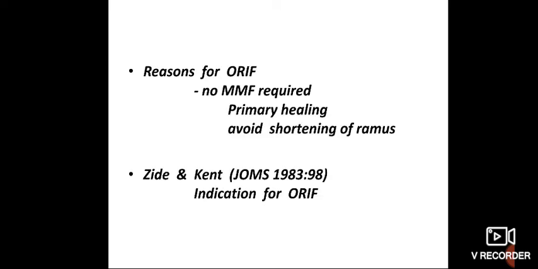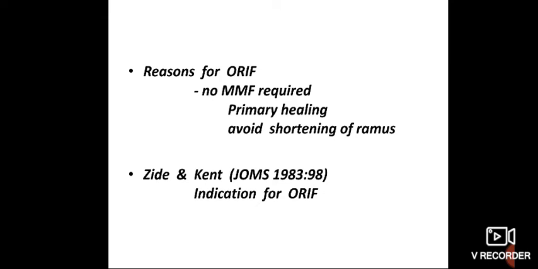So if at all you have to open, there are indications which have been proposed by Zide and Kent and Rave. They have given relative indications and absolute indications. And what are the reasons for open reduction and fixation? To support open reduction, when you open, you need not place the patient in IMF for 4 weeks, 6 weeks. You can achieve a primary healing and avoid shortening of the ramus.